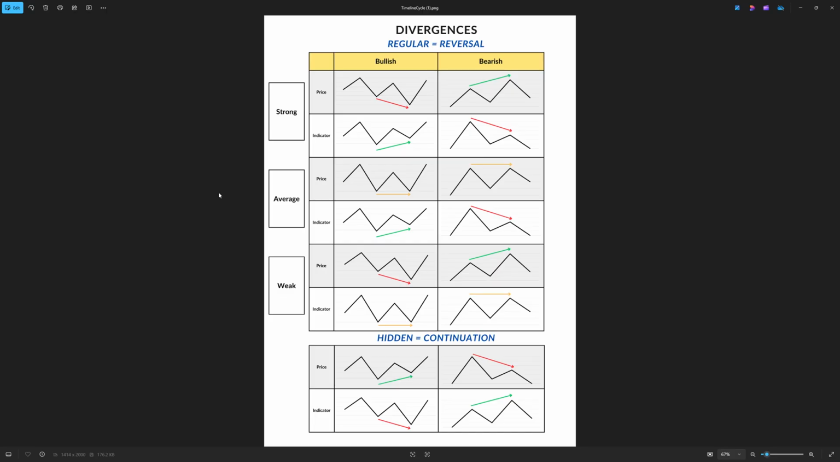Divergences between price and an indicator are normally found by using oscillator style indicators like the RSI, MACD, or in this case, the one we're going to use in this video is the Disparity Index. And that you can see here.